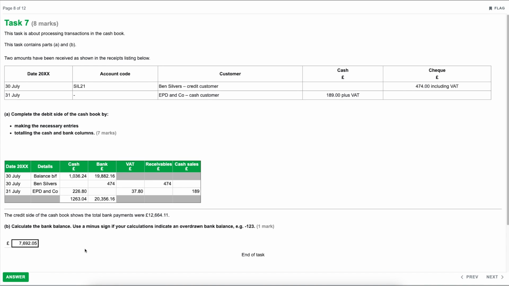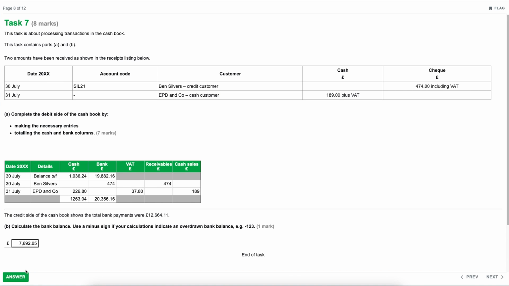Okay, so if your debit side is higher than your credit side, it would be a positive balance. If it was the other way, and your credit side was higher than your debit side, i.e. your payments were higher than what you'd received, then it would be an overdrawn balance. However, in this question, with your debit side being higher, it would be a positive bank balance. So that covers task 7.